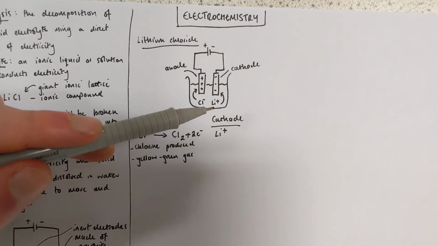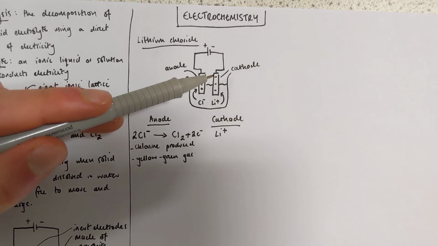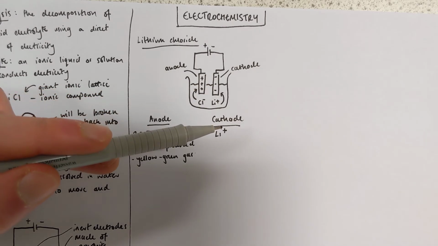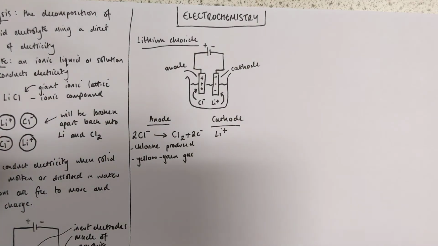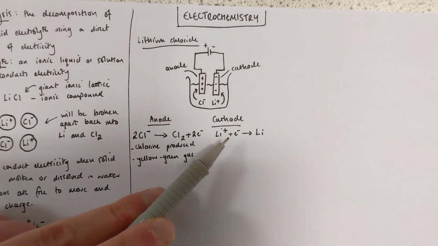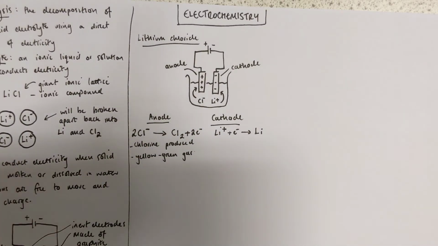It can get electrons from the cathode, which is negative because it has lots of electrons. And the cathode can give an electron to the lithium plus to turn it back into lithium. So as we see in this equation, we start with Li+, it gains an electron from the cathode, and we turn it back into the element lithium. What that will look like is a grey liquid.